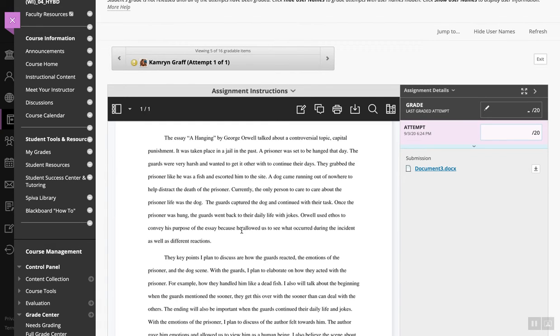And the reason provided, he allowed us to see what occurred during the incident as well as different reactions. This is a little bit too broad for me to fully understand what you mean here. But again, if you're allowing the reader to see or visualize the incident, and typically writers allow readers to visualize things through descriptive writing. Again, that's not ethos. I would consider that pathos.